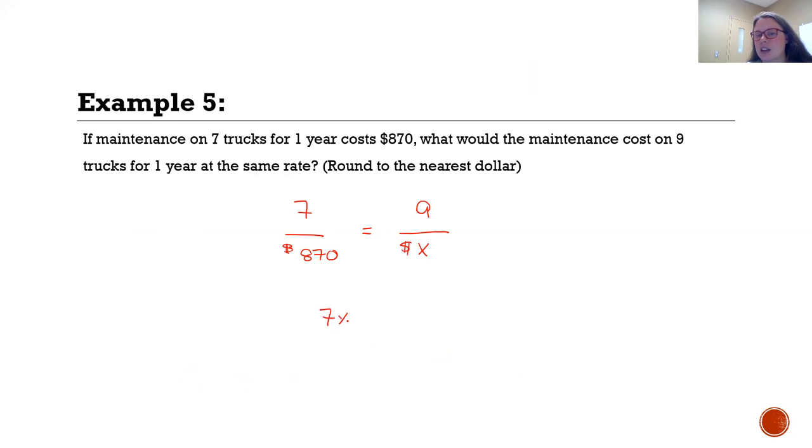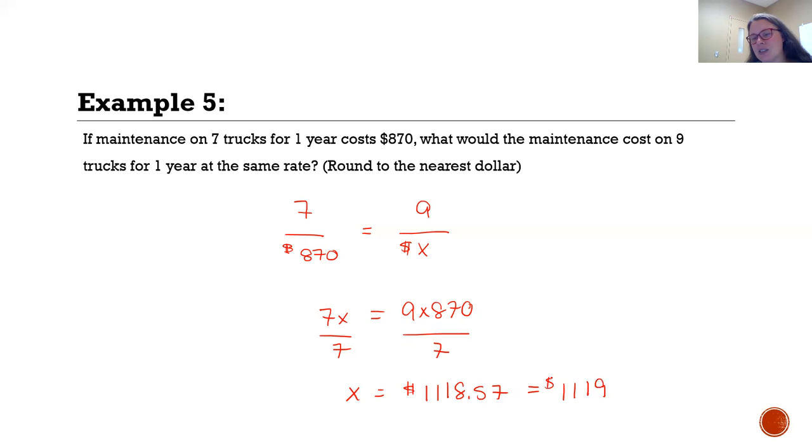So we're going to get 7X is equal to 9 times 870. And if you rearrange that a little bit, you divide both sides by 7. Multiply, then divide by 7. We'll find X is equal to $1,118.57, or $1,119 if we round to the nearest dollar. That means no decimal places. Okay, so pretty easy question.